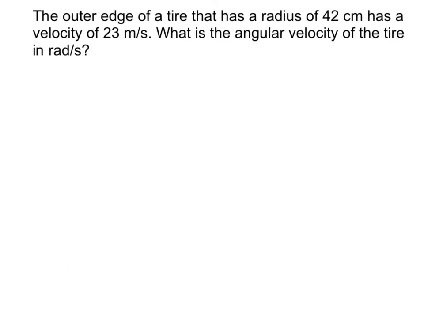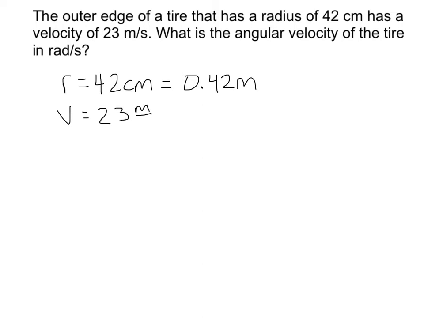Question 2. The outer edge of a tire has a radius of 42 centimeters. Remember, all lengths should be in meters, so we're going to convert that and move the decimal 2 places to the left, so we now have a radius of 0.42 meters. The velocity given is 23 meters per second.